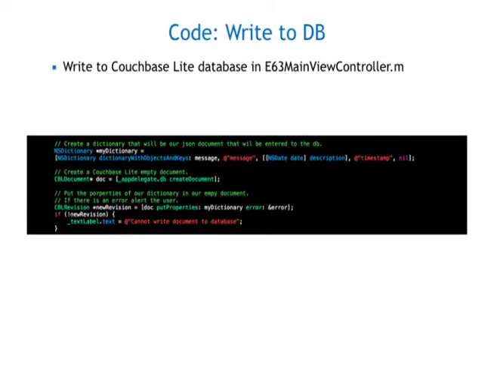To write to a Couchbase Lite database, you first create a dictionary. A dictionary in iOS is the equivalent of a JSON object, a key value pair structure. Then you need to create a Couchbase Lite document in the current database. You add the dictionary to your empty document with the putProperties method.